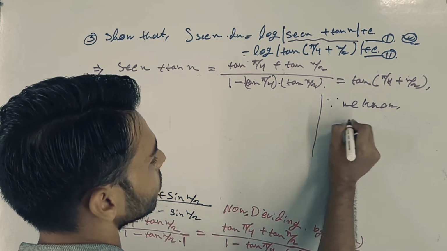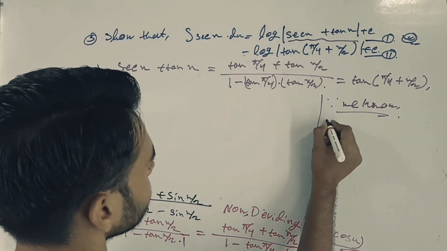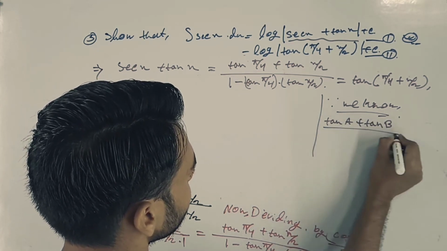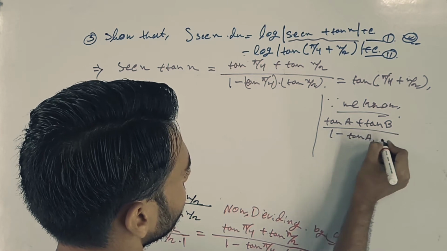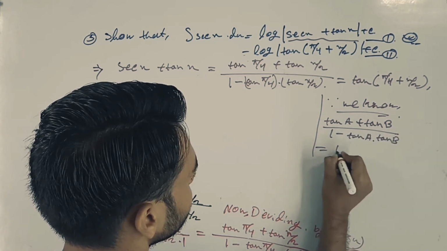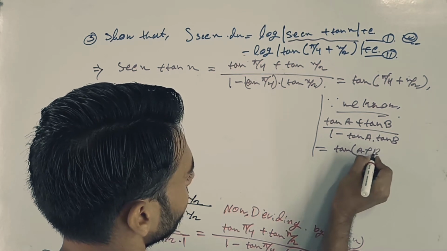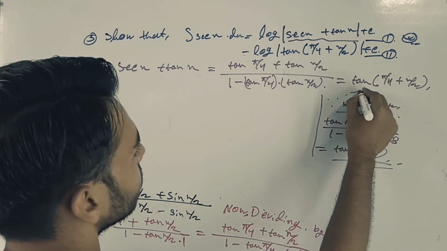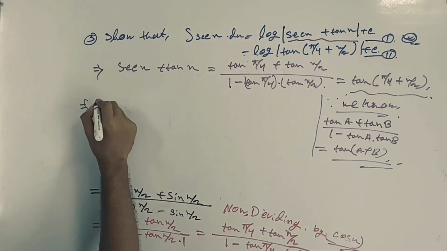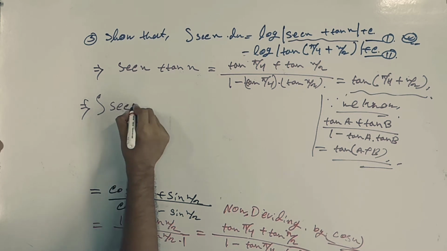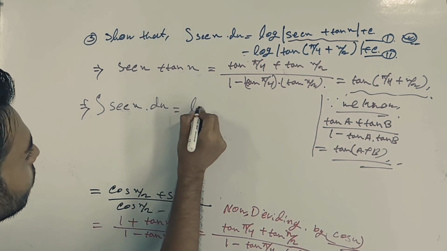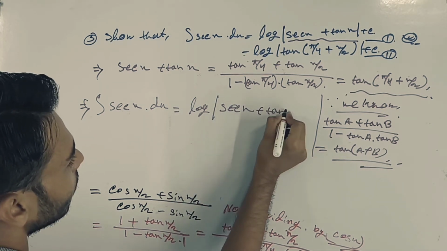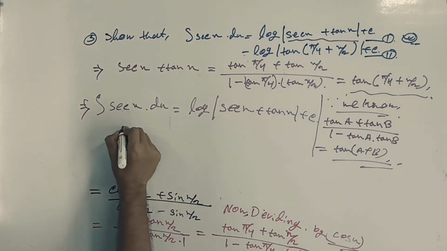So now we know that (tan a + tan b) over (1 − tan a times tan b) equals tan(a + b). We know this function from this method. So now the integral of sec x dx equals log|sec x + tan x| + c.